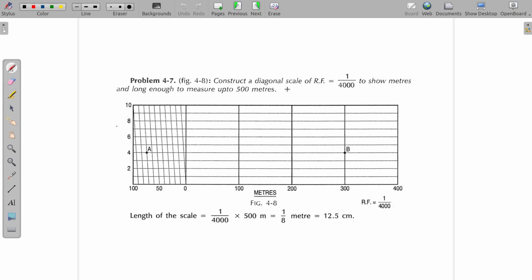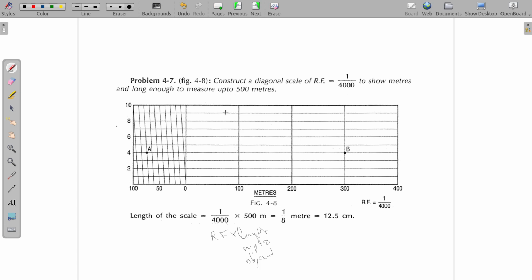Now let's see another problem. Let's say you are being asked to construct a diagonal scale of RF 1:4000 to show meters and long enough to measure up to 500 meters. So the first thing you need to do is to calculate the length of the scale. Length of the scale is equal to RF multiplied by the length up to which you need to measure for the actual object, so that you need to measure up to 500 meters. So 500 meters multiplied by RF 1 divided by 4000 gives you 1 divided by 8 meters, which is 12.5 centimeters. So draw a horizontal line 12.5 centimeters long.